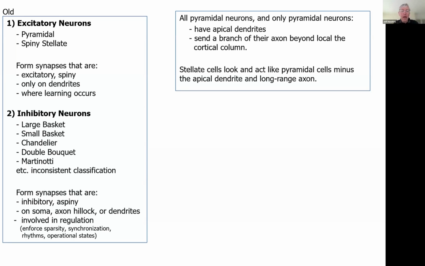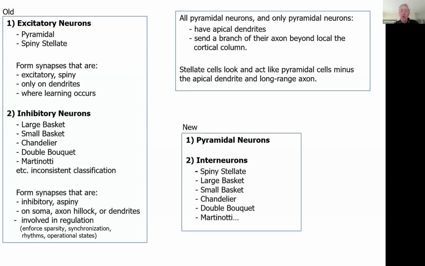Anyway, somewhere along the way, it was found out that some of the inhibitory neurons are not always inhibitory, and they can act in an excitatory fashion under some conditions. So they changed the nomenclature. The new nomenclature is we have pyramidal neurons and interneurons, and interneurons are defined as neurons that don't send their axon outside of the local column.